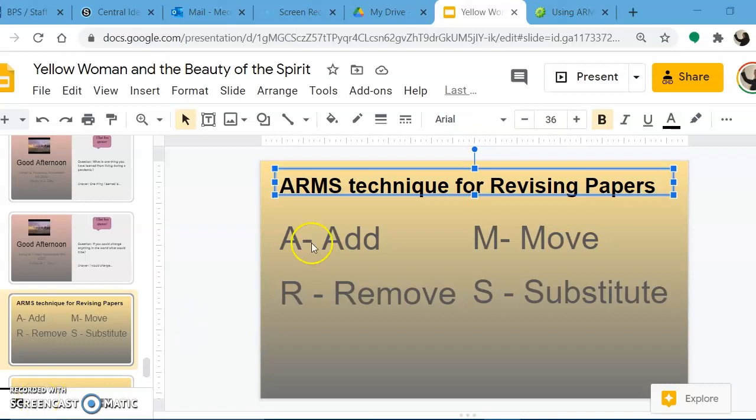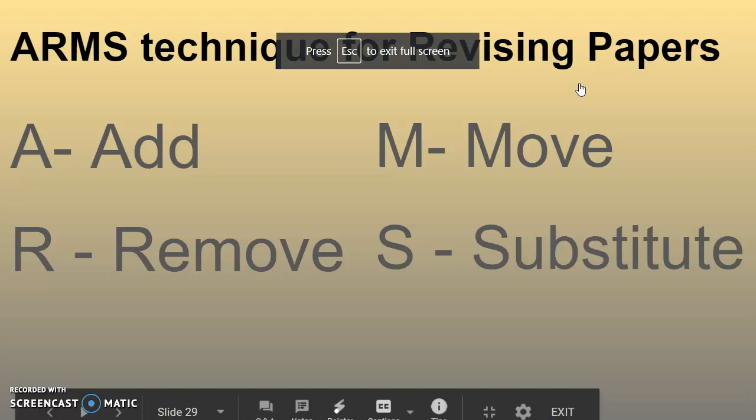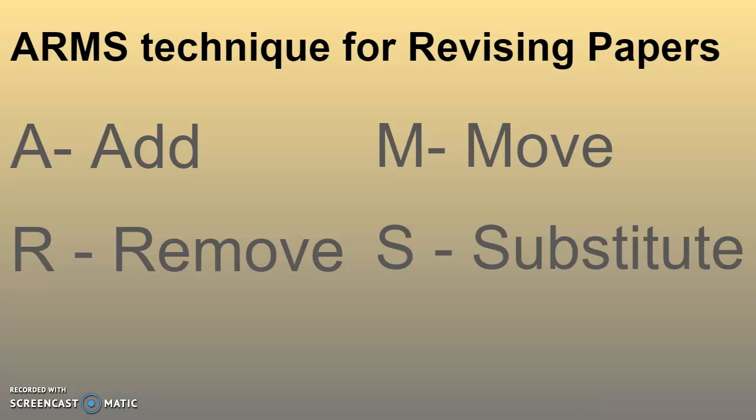Hi, class. Today we're going to look at how to revise the first draft of your central idea essay about Yellow Woman and the Beauty of Spirit by using the ARMS technique that you learned about last week. To review, the ARMS technique for revising papers is A, add, R, remove, M, move, and S, substitute.